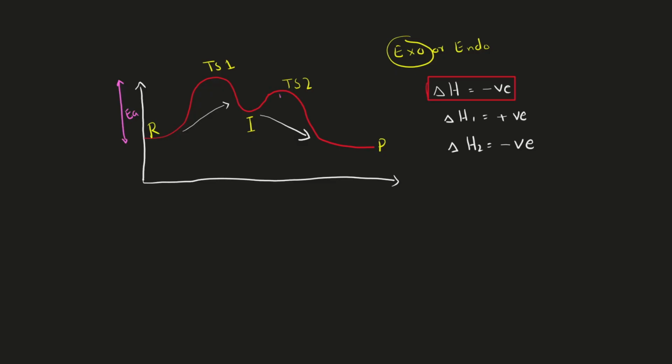One more thing we have to find out is which step is slow, the rate determining step. If you notice, the first step has a higher activation energy than the second step. This makes the first step slow. Why? Because it's harder to go up that large energy gap. The transition state which has the highest energy is linked with the slow step.